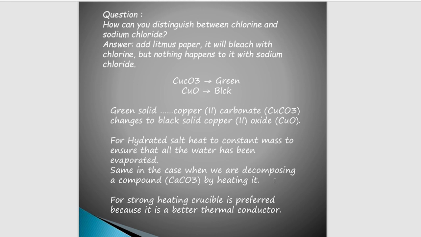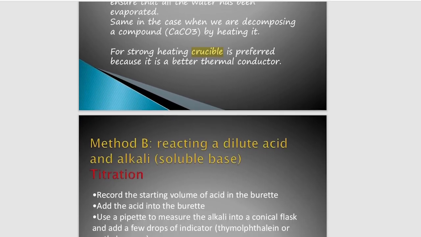Same in the case when we are decomposing a compound, calcium carbonate, by heating it, we have to heat it strongly so that all the water should be evaporated. For strong heating, the apparatus which we can use is called the crucible, which is preferred because it is a better thermal conductor. So that's why we can use it.